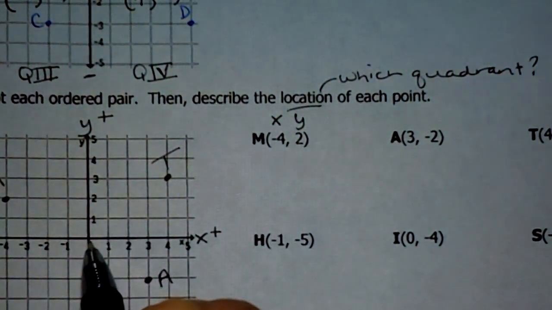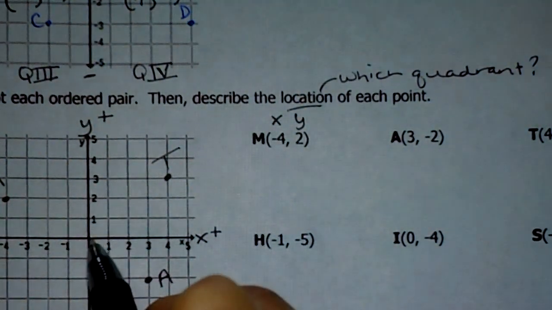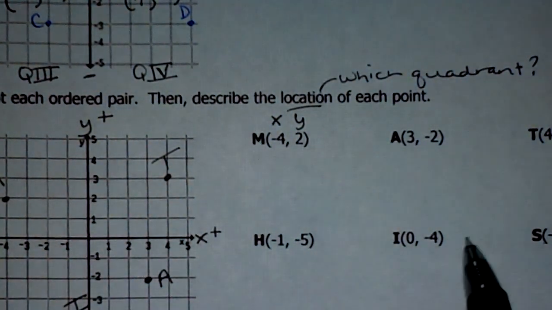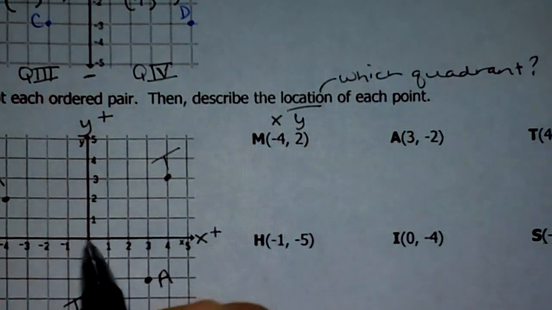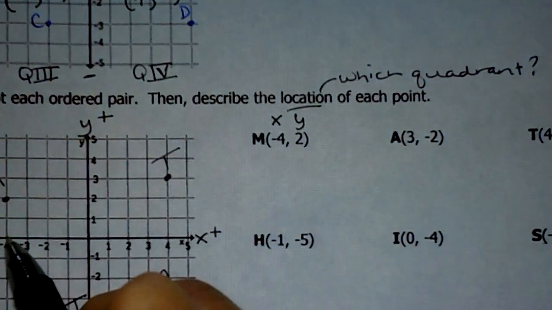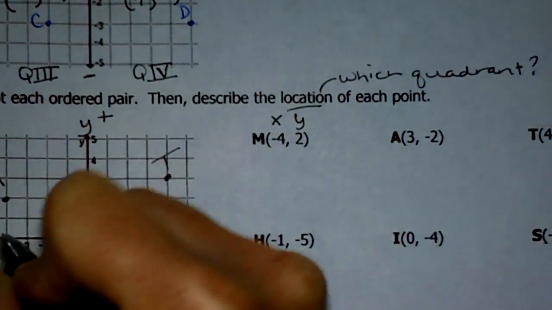All right, letter I is at 0, negative 4. So that first number being 0 means I don't move right or left. I'm going to stay put. Negative 4 means down. 1, 2, 3, 4. That's I. And S is negative 4, 0. So opposite of that. Negative 4, 0 means that on my x-axis, I'm going to go left 4. 1, 2, 3, 4. When y is 0, that means I don't move up or down. I stay put where I'm at.